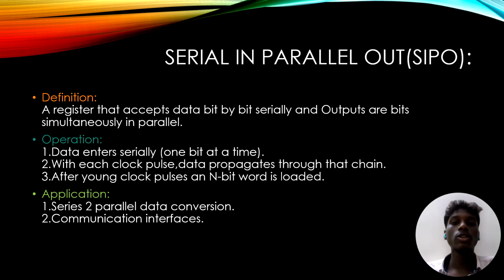Here is the definition of a serial in, parallel out register. A register that accepts data bit by bit serially and outputs all bits simultaneously in parallel. The operation is that data enters serially, one bit at a time. With each clock pulse, data propagates through the chain. After n clock pulses, an n-bit word is loaded. The applications are serial to parallel data conversion and communication interfaces.